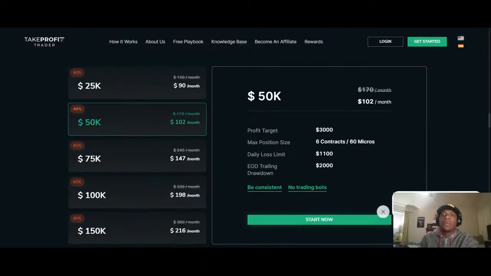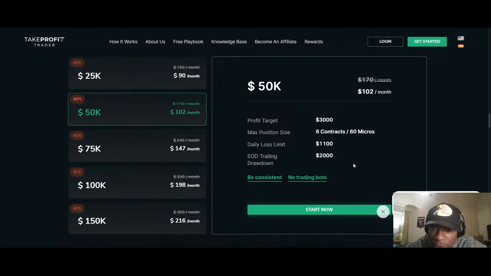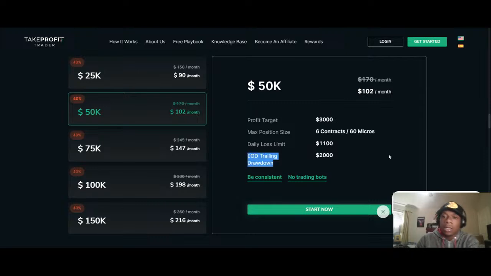Okay, so the pricing for a 50K is $100 a month. Profit target 3,000. 6 contracts. Daily loss limit 1,100. End of day trailing drawdown 2,000. Okay, at least the trailing drawdown is end of day, because I know on Apex funding, the trailing drawdown is literally trade by trade. That's terrible, bro. I still use Apex, but I hate that.